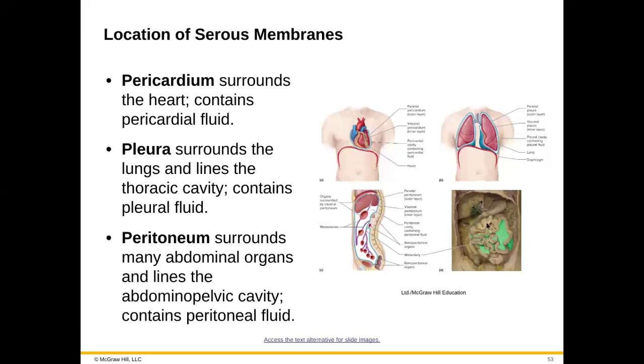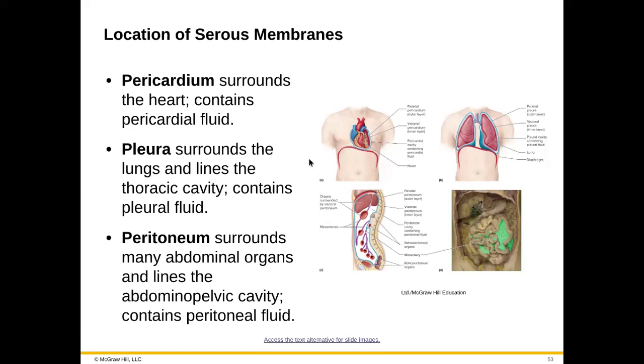The serous membrane that's going to surround the lungs is known as the pleura. This is going to surround the lungs, and it's going to line the thoracic cavity. It's going to contain pleural fluid, which helps reduce friction. Visceral pleura is found directly on the surface of the lungs. Parietal pleura is found on the perimeter of the thoracic cavity, the pleural cavity.